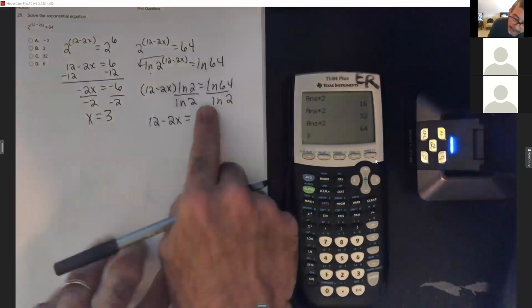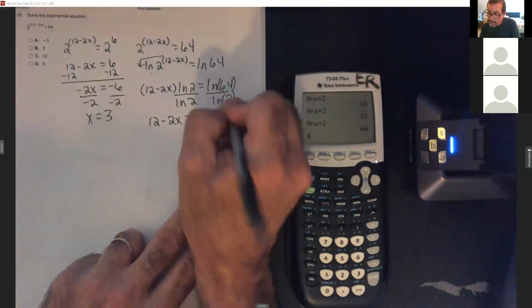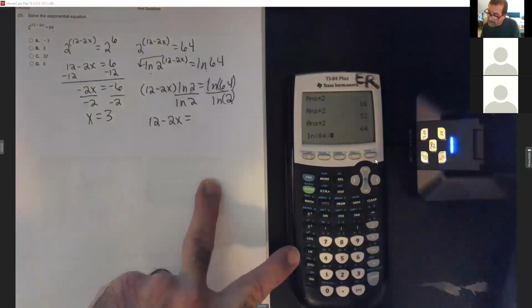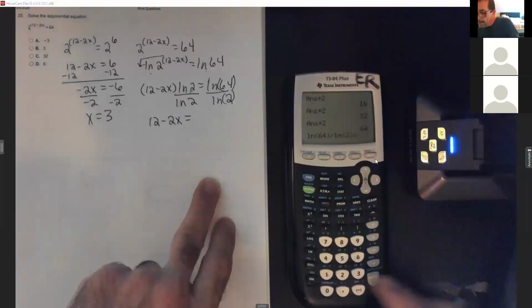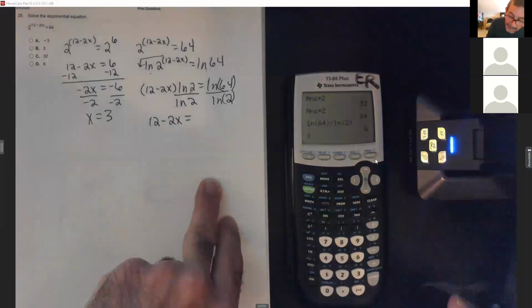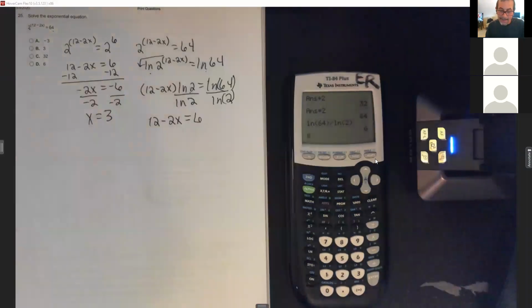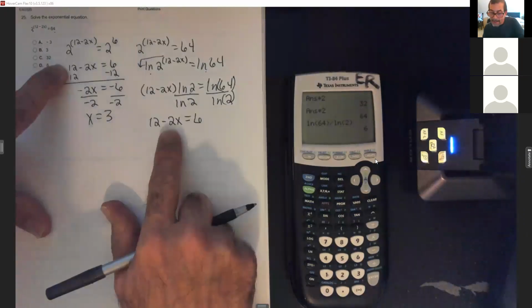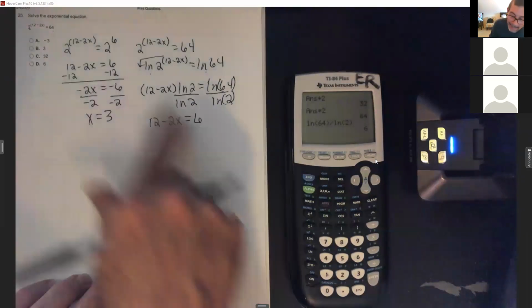Now remember, when you do this on the calculator, you've got to close those parentheses. So ln, see how it opened the parentheses? 64, close parentheses, divided by ln, it opens parentheses, 2, close those. So y'all look at that. That's going to give me a 6. Now what's funny, no matter which way you solved it, look, I got 12 minus 2x equals 6 there, and I got 12 minus 2x equals 6 here. No matter what you do, you're going to get the same answer, right?